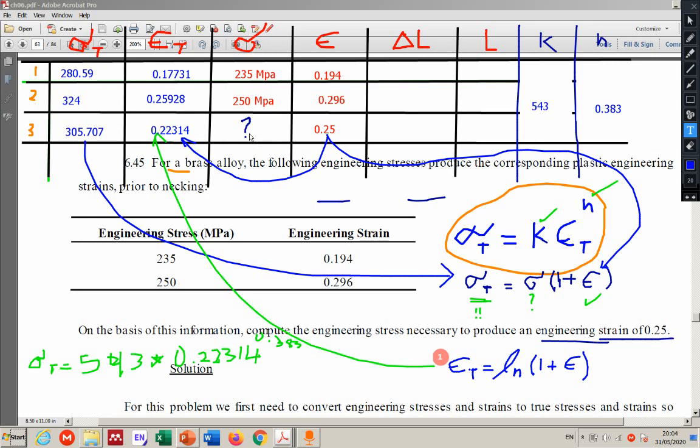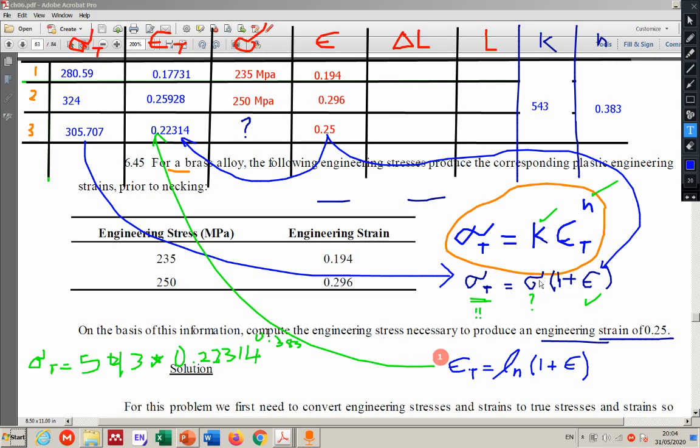Now I can explain why we need all of these things. Remember, the question was asking for an engineering stress. Since we are in the plastic zone, this is the summary of the question. Since we are in the plastic zone, I don't have a way to find engineering stress unless by using the relation between the true and the engineering. So that's the only way that I can find engineering things from there.